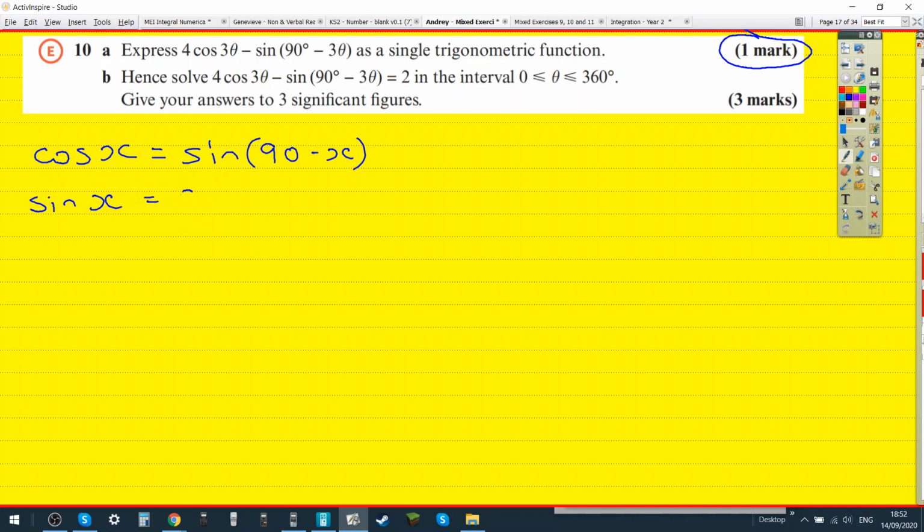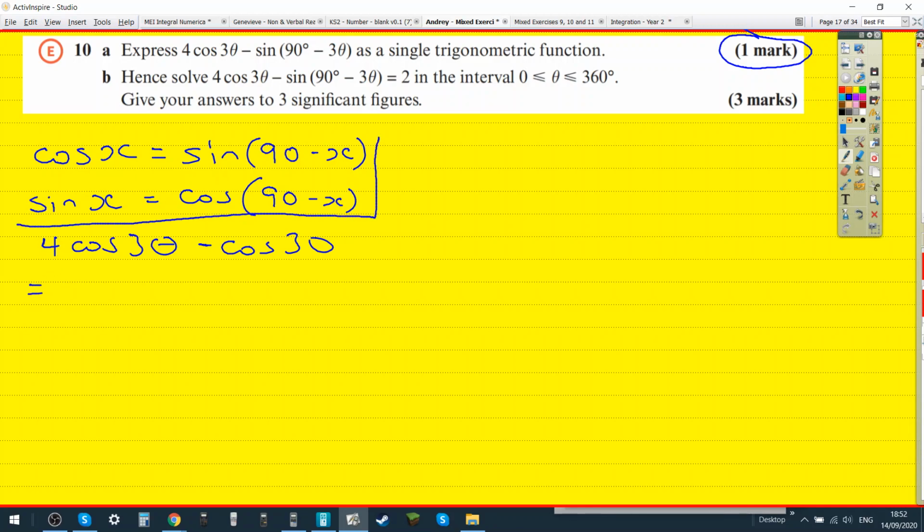Would it be something like 4... Change the other one. Change the sine one. So would it be 4 cos 3 theta minus cos x? What is x in this case? 3 theta. Yeah. Oh, right, yeah. What's the answer? 3 cos 3 theta. Yeah.